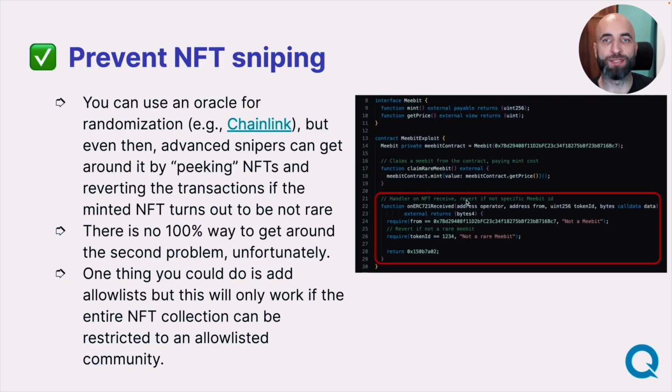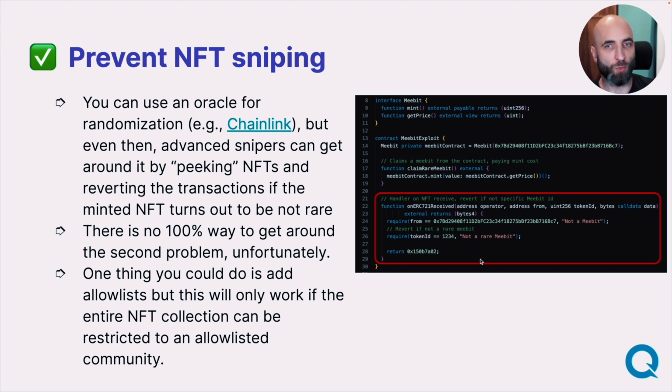And this is an example of such a contract that was built for minting MIBITs. The way it works is that it starts the minting process, the minting function, and then it checks the token ID. And it checks if it's a rare MIBIT or not. And if it's not, then it reverts the function and actually does not finish the minting process.